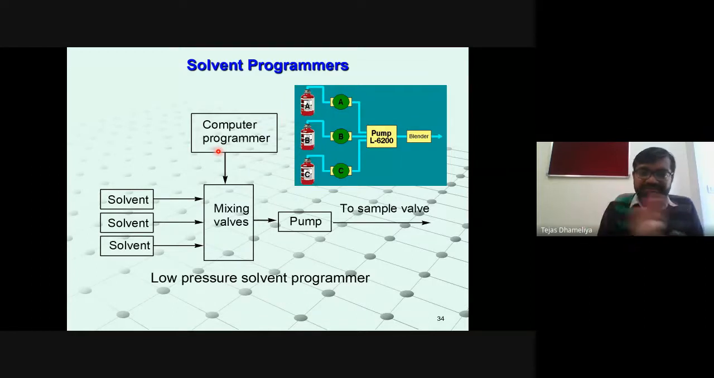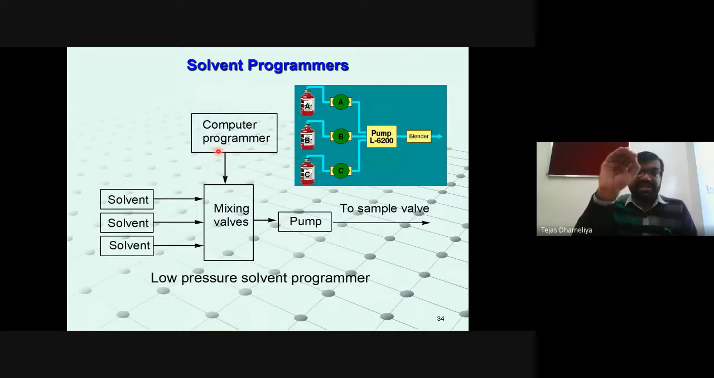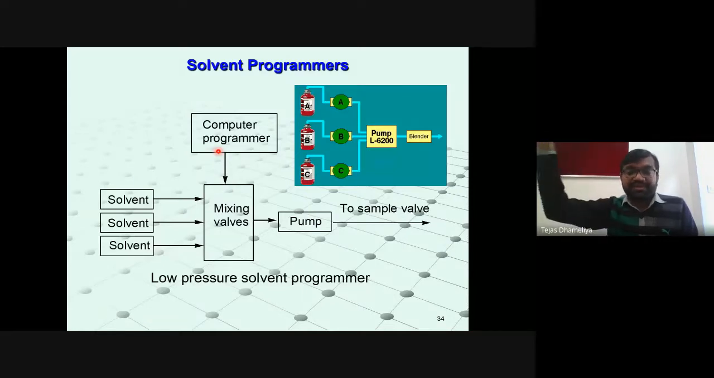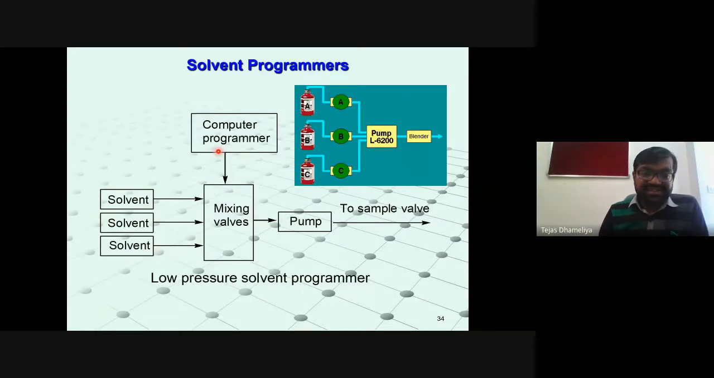Let me tell you the difference between isocratic and gradient. Isocratic means the composition of the mobile phase remains the same throughout your experiment. Gradient means you are changing it: at t equal to 0 there may be 5% hexane in ethyl acetate, at some time it may be 95%, or at some time 25% hexane in ethyl acetate. So we are giving gradients with respect to time and concentration of the mobile phase. That is called a gradient. Isocratic means throughout the column chromatography, the mobile phase remains constant.